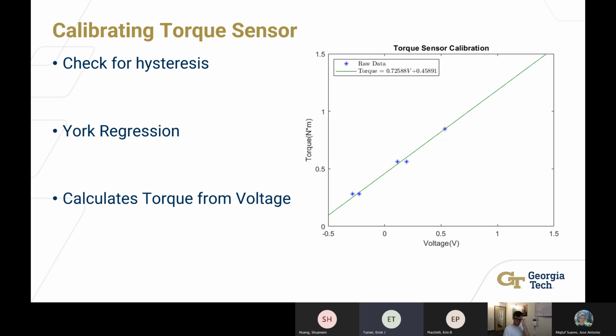The plot here is the calibration data from week 2, and you can clearly see the effect of hysteresis on the system by looking at the horizontal offset of the raw data points. Once the data is collected, the points are input to a York regression that provides the gain, offset, and corresponding uncertainties. The gain and offset create the calibration equation that we use to determine torque from voltage.